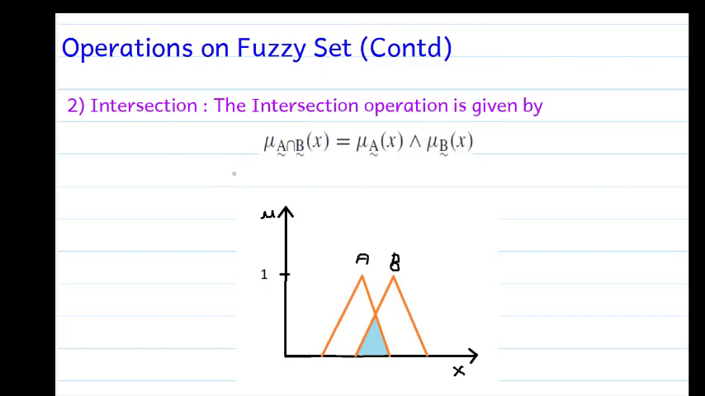Then we have the intersection operation. The intersection operation is given by this particular graphical representation. In case of intersection, whatever is common between A and B, that is what we get after intersection. And if we do the mathematical calculation, we take the minimum of the two membership values.